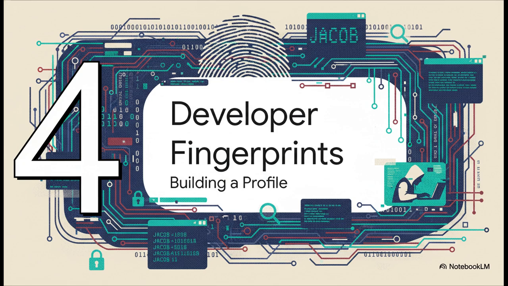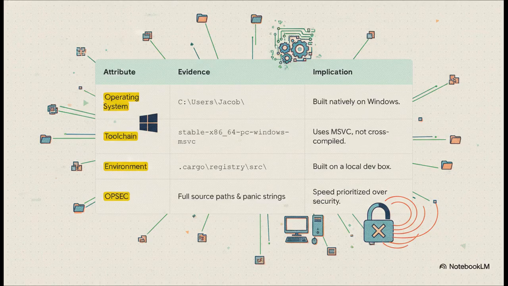It's the first thread you pull that starts to unravel a much, much bigger story. And from these digital breadcrumbs, we can start to build a surprisingly detailed profile of our developer. I mean, just look at this table. The C:\Users\Jacob path tells us right away the malware was built on a Windows machine.